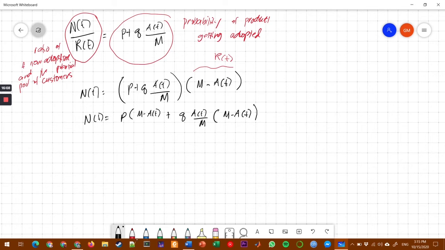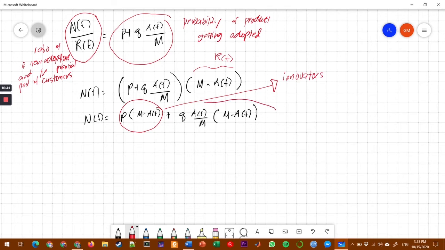So you have your equation here. This is the number of new adoptions of a certain product at a given time t. Now these new adoptions, the number of customers who adopted the product at a given time t, constitute two types of people. Those are what we call the innovators.